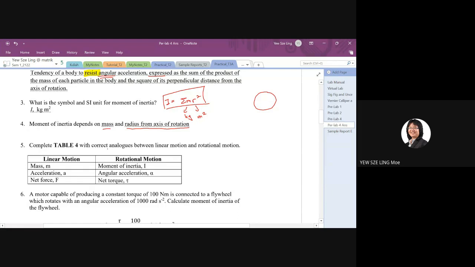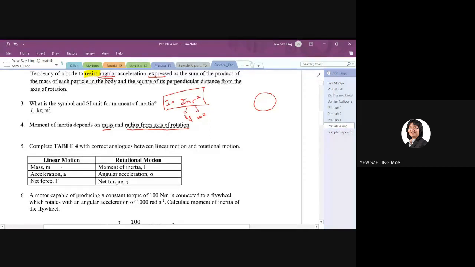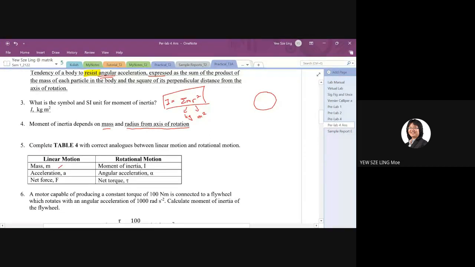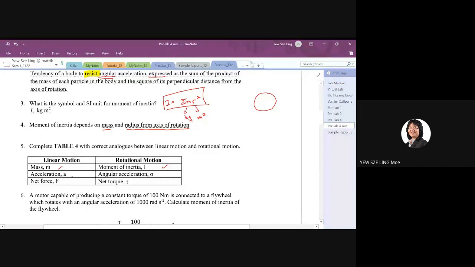Complete table 4 with the correct analogs between linear motions and rotational motions. Basically, chapter 8 is the combination of chapter 1 until chapter 5. The only difference is you change its variables, you change the symbol. For example, in chapter 4, mass we call m. But in chapter 8, our mass is actually our moments of inertia. They represent similar things, but in different terms. One is in a rotational motion, and another is in a linear motion. If you look at the table, linear motion acceleration, we call it A.